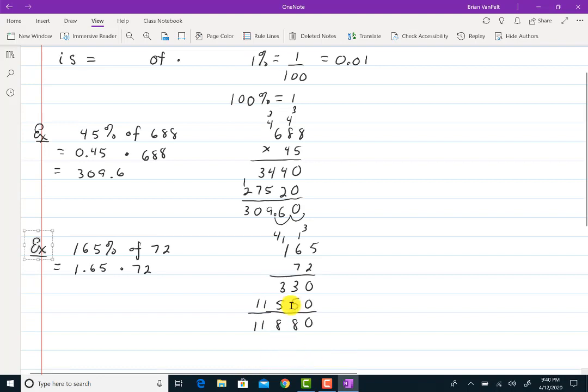11880. But now come back to the 2 decimals that I had in the original problem, and I take my decimal and move it back 2 places to right there. So I get 118.8. I don't need the 0 after it, so I didn't include it.